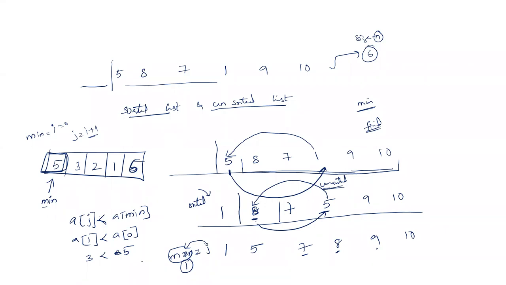In the next iteration, the j value increments and becomes 2. Now A of 2 is compared with A of 1: is A of 2 less than A of 1? I'm not replacing elements, just checking the index of the minimum element. A of 1 is 3 and A of 2 is 2. Is 2 less than 3? Yes, it is. So replace the min value with 2 now. The j value is 2. Remember, the j value is 2. That's the reason. Then comes the next iteration.